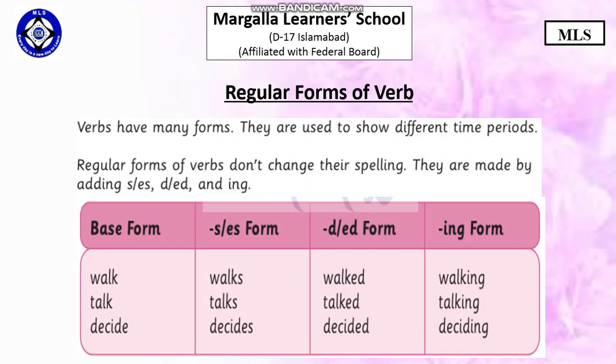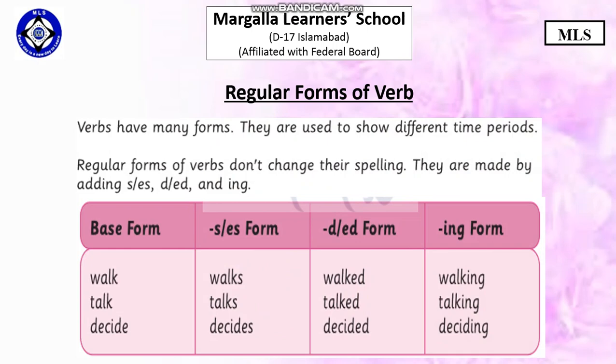The next is the d or ed form of a verb, which is used in the simple past tense. Walked, talked, and decided. And the last form is the ing form of a verb, which is used to show continuous action. It is used in present and past continuous tenses.